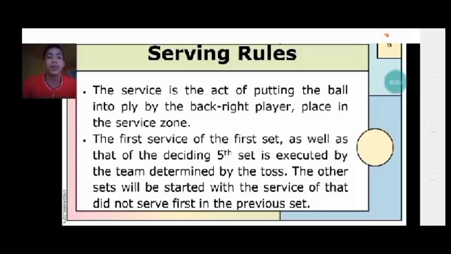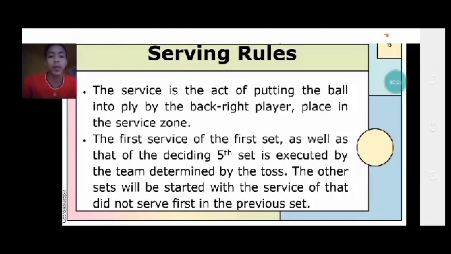Hi everyone, my name is Loyd Estopado from Abel 2A, and I am the one who is assigned to report the serving rules in volleyball. So the first serving rule in volleyball is, the service is the act of putting the ball into play by the back right player placed in the service zone.